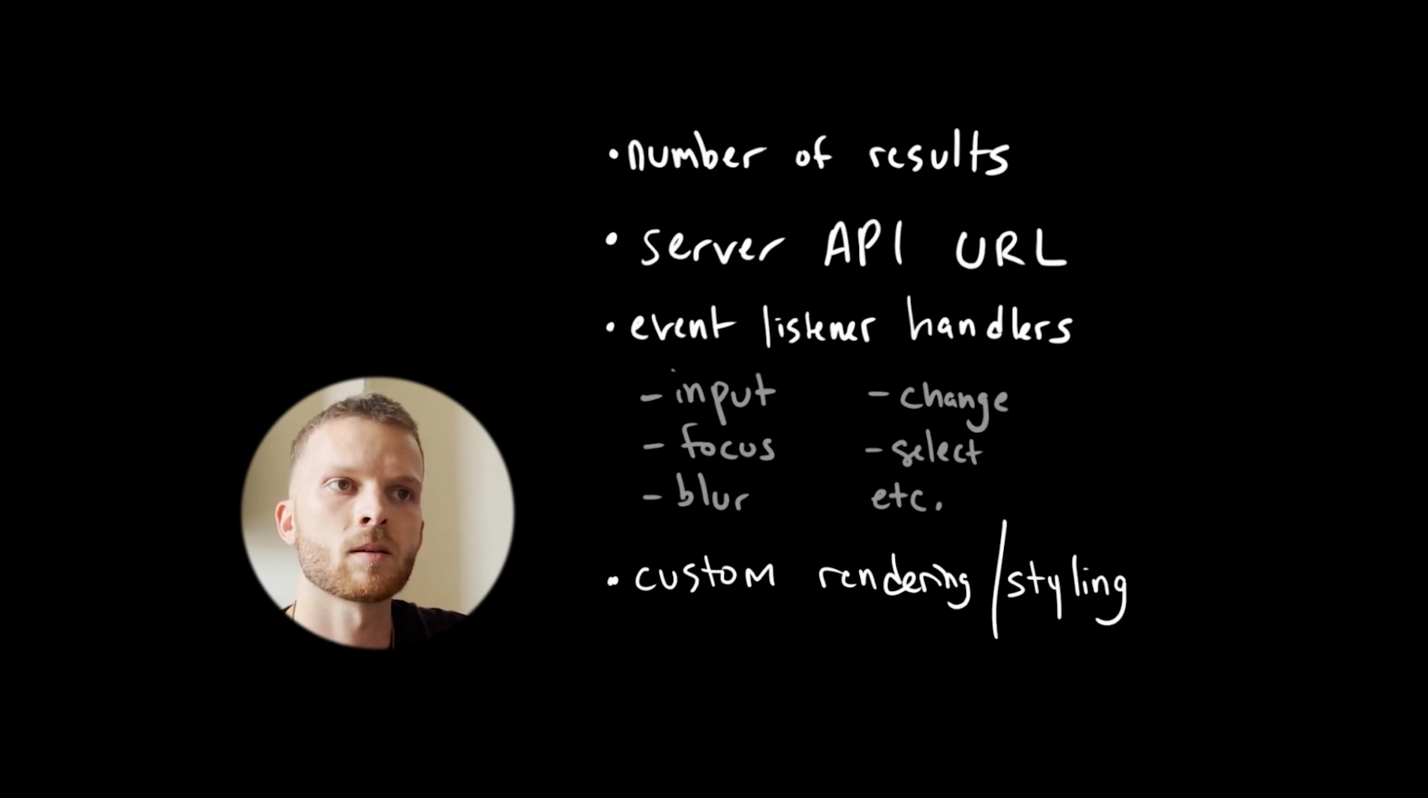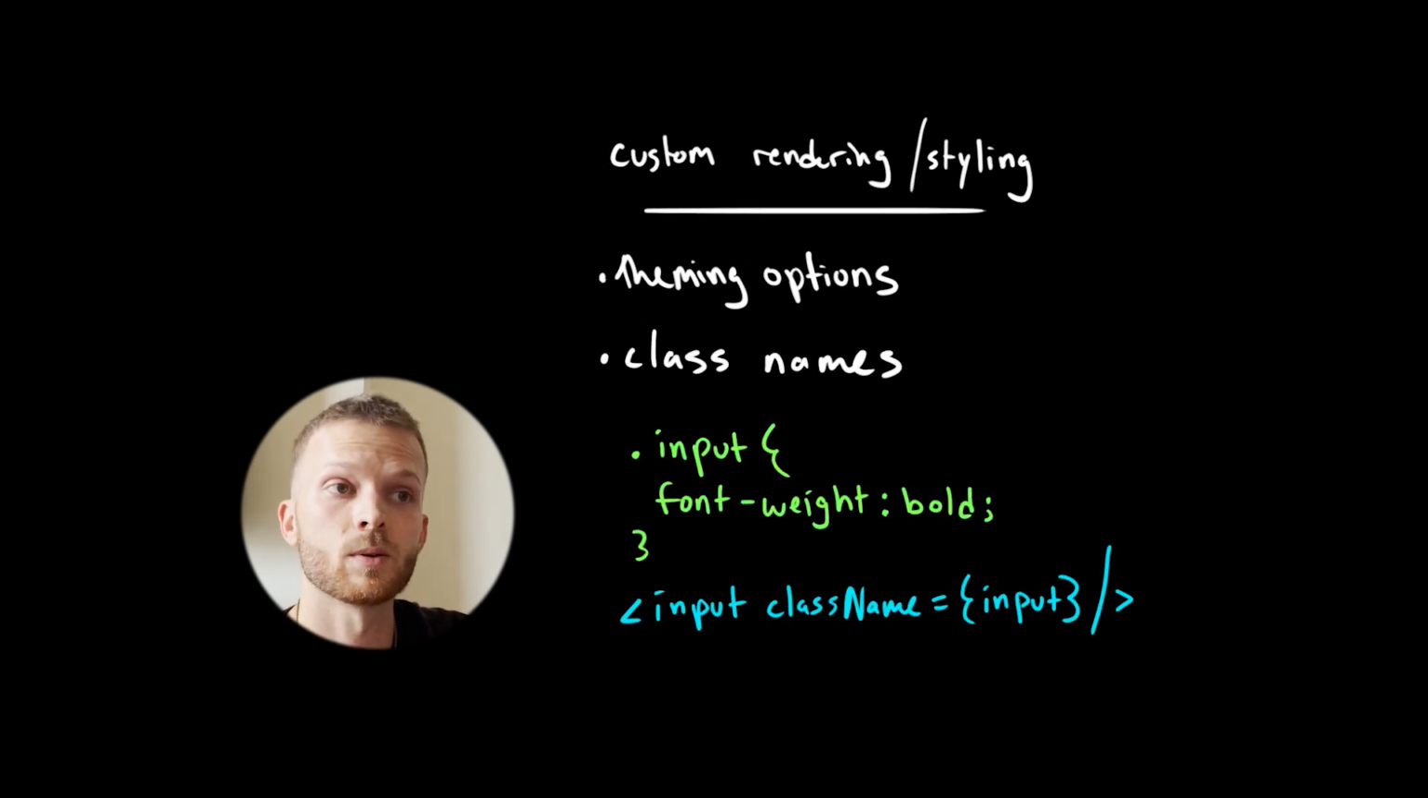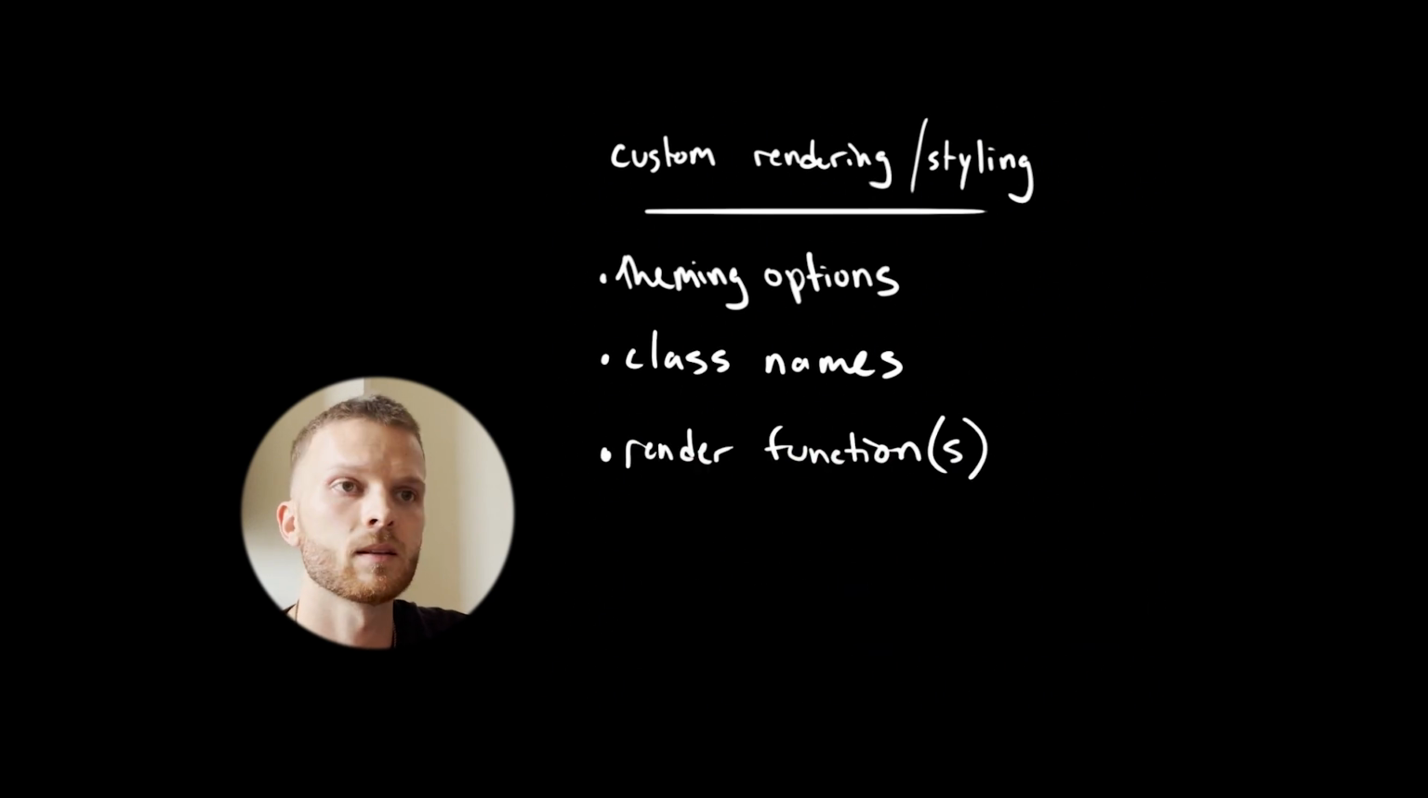And we can pass in some customizable way of rendering and styling the component. There are a few different ways we could do this. We could pass a theming options object, where the key value pairs are CSS styles, or we can pass a series of class names as individual props, which get attached to various tags, and then we can assign them styles from the parent component. And if we need even more customizability, we can also pass render functions for various subcomponents.